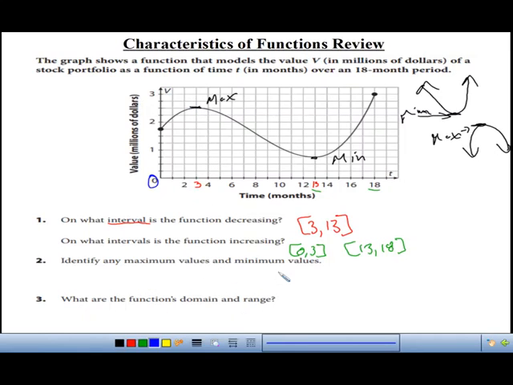Okay, so here we go. It says write the domain and range of the function. So it starts at 0, and if I was to highlight the function going all the way to the right, where do I stop highlighting? I stop at what? At 18. So my domain is from 0 to 18, and this is in what? In months. Okay, now let's go with the range.